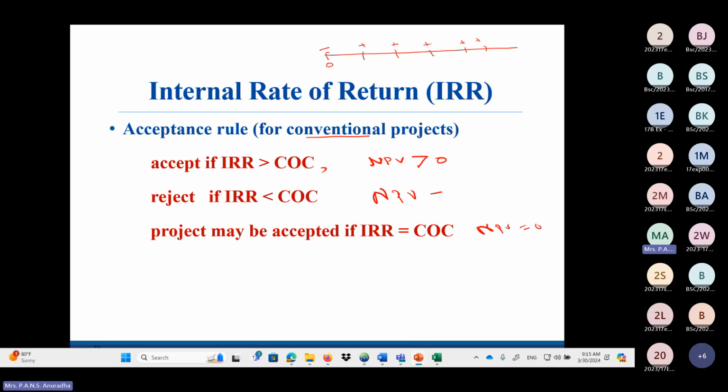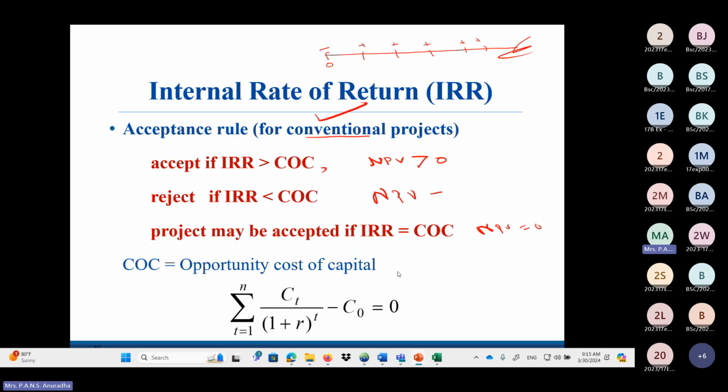So if the IRR is greater than the cost of capital, you can accept the project, and the project NPV is also positive. When the IRR is less than the cost of capital, you may reject the project, and if you calculate the NPV at that time, it is also negative. If IRR and cost of capital are equal, it implies that NPV is 0. This is applicable for a conventional type project, as I explained. Here cost of capital means your opportunity cost of capital or the required rate of return.